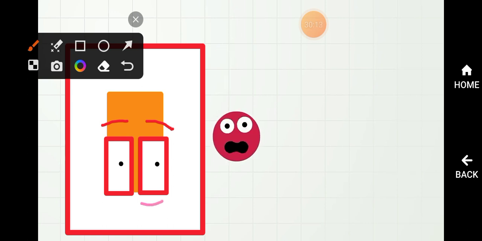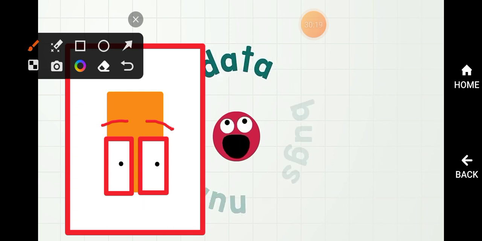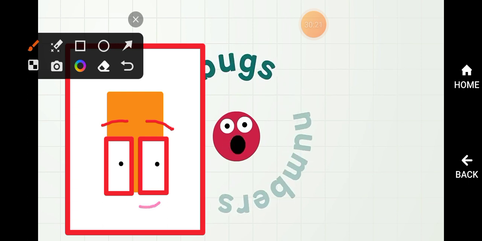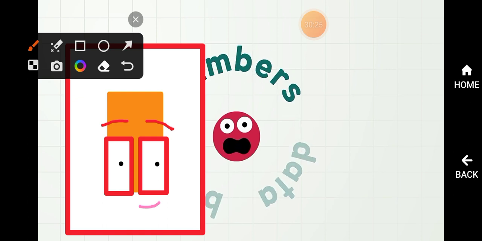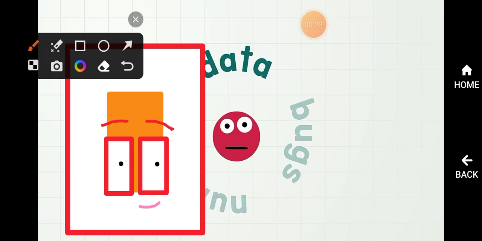Oh, hi, everybody. Today, I'm going to talk to you about numbers and data and maybe even bugs. Oh, I really like bugs. So, one thing we can use numbers with is data. Data! And some people call it data. Anyway, data is when you collect and sort information and you try and understand things, like facts about something.